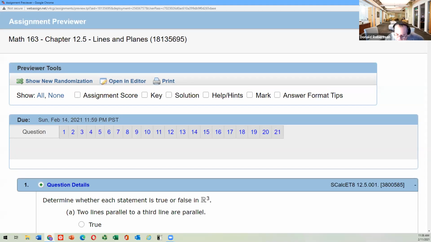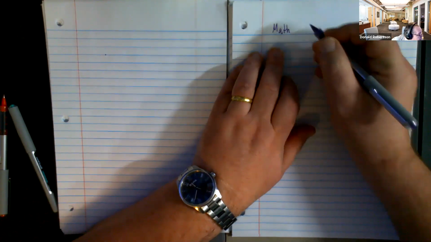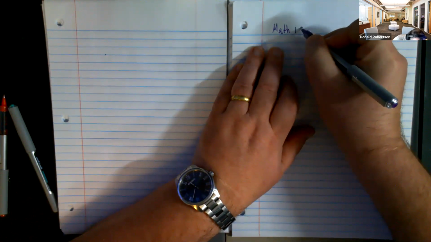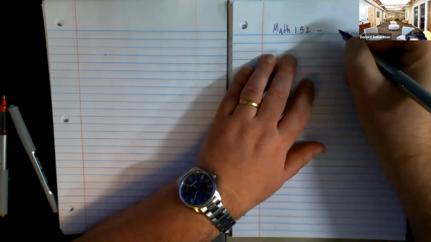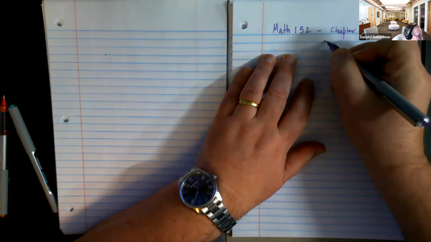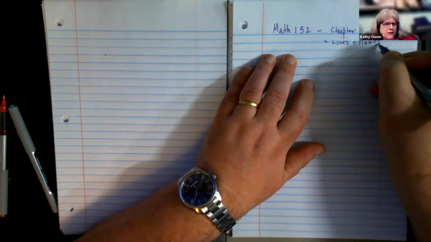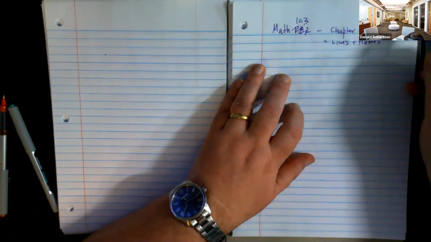So let's return back to our notes and see what is in store. I'm going to give you the intro to this, and then tomorrow we can get into the nitty-gritty. So it's the last thing in chapter 12, I believe, and it's equations of lines and planes. Aren't we in 163? Not 152? Yes, you are.